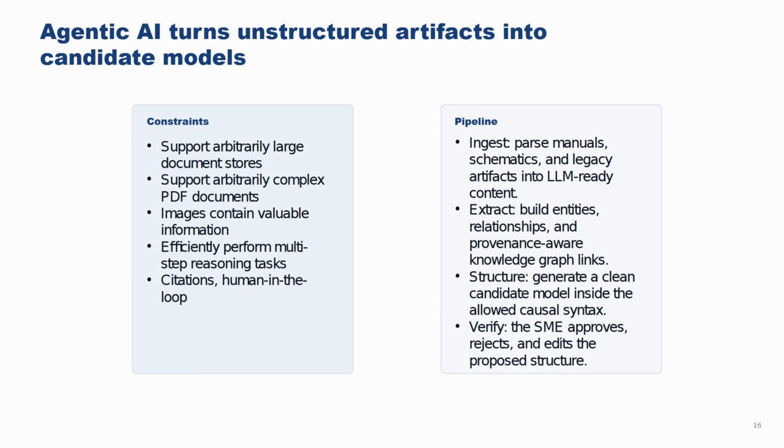So in terms of how those constraints manifested themselves in our solution, we ended up taking an approach where we split the solution into 4 pieces: ingestion, extraction, structuring, and verification. Ingestion was the part where we'd bring PDFs into our system. We would convert them to Markdown, and in that process, we handled those arbitrarily complex PDF documents, as well as the image captioning and storing the metadata for the ingested documents.